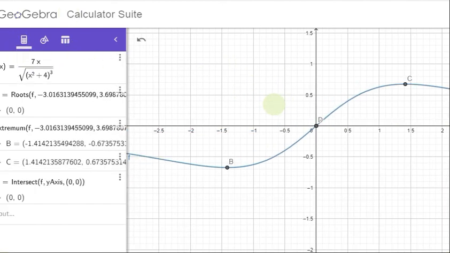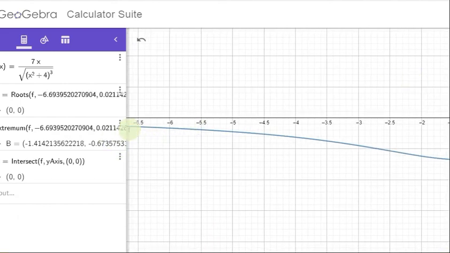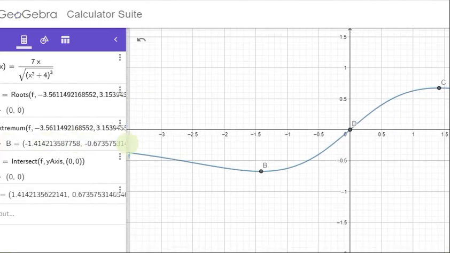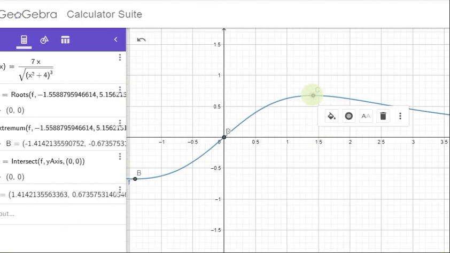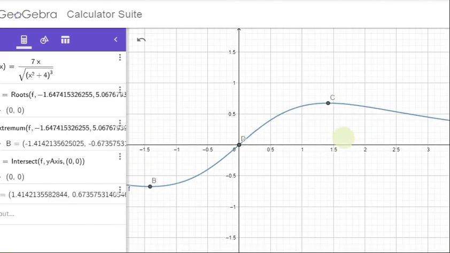This function goes from very close to 0 and is decreasing to the point B. This is our minimum, and this is actually an absolute minimum, and it is increasing from this point to the point C that we got. Square root of 2 is approximately 1.41, and it's about here. So this is not only a local maximum but an absolute maximum, because it starts decreasing and reaches very close to 0 after some time.